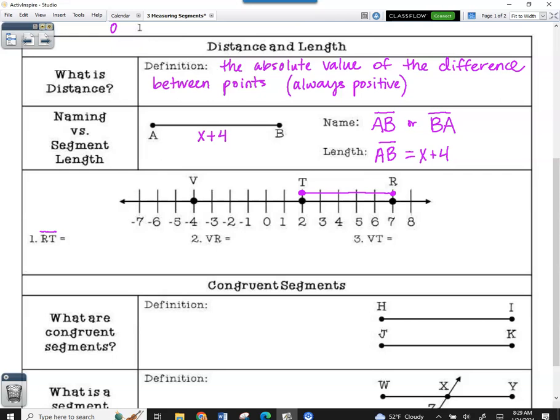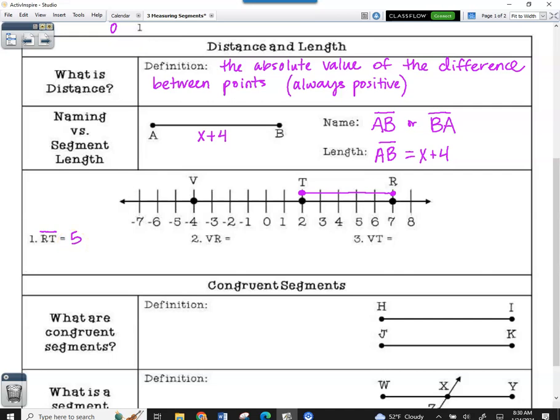Well, how would you find it? This is just like what we did at the top. You're just going to subtract. Or you can count, if you're a counting type of person. Or you could say, well, this was at 7, and it goes to 2, so there's a length of what? 5.